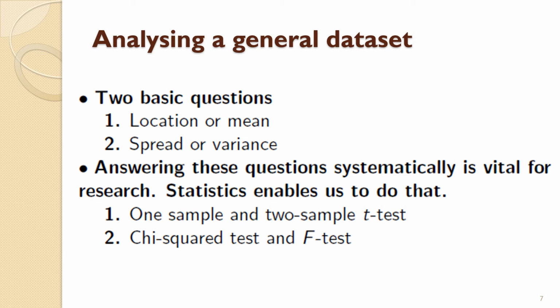First question, on location or mean, you can answer using the one sample and two sample t-test that we'll talk about in this lecture. Second question, on the spread or variance in the sample, you can answer using the chi-square test and the F-test. And it turns out these tests, the t-test, the chi-square test and the F-test, have more general application to regression type models when you're trying to look at more interesting things that have a clearer relevance to accounting and finance.